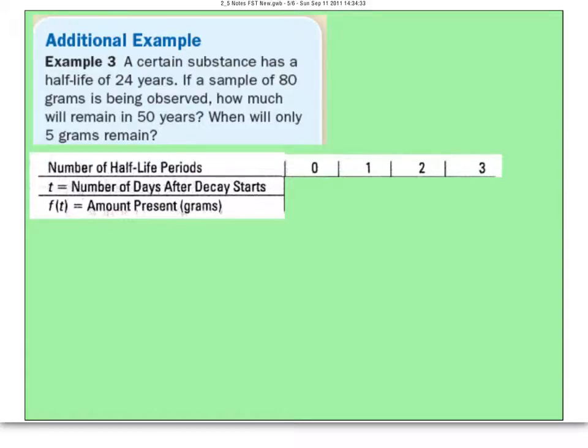Now, let's rewrite that formula again, maybe without words this time. So we're going to have our ending amount is equal to our starting amount. And the difference is the B is not there. It's actually a 1/2 is the base. And the exponent is going to be the time that's passed divided by the length of a half-life.